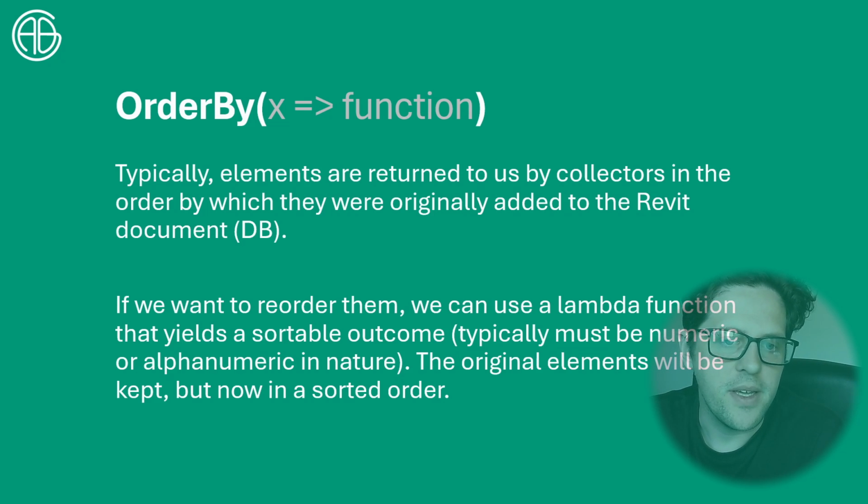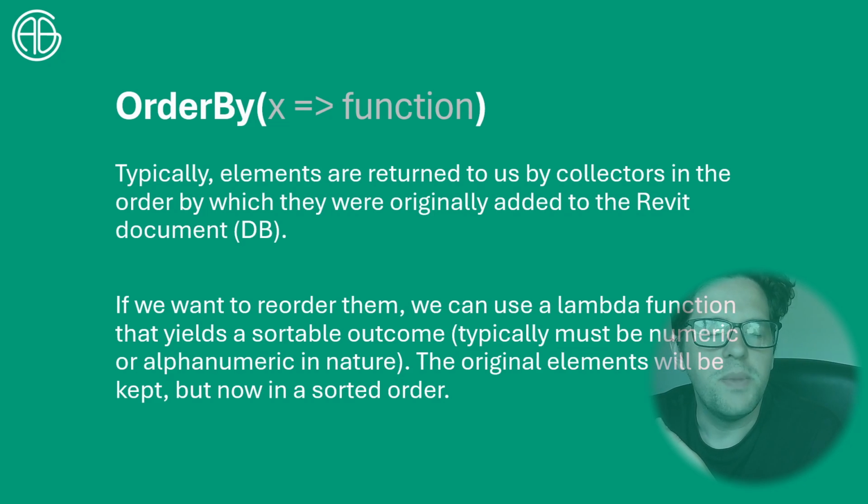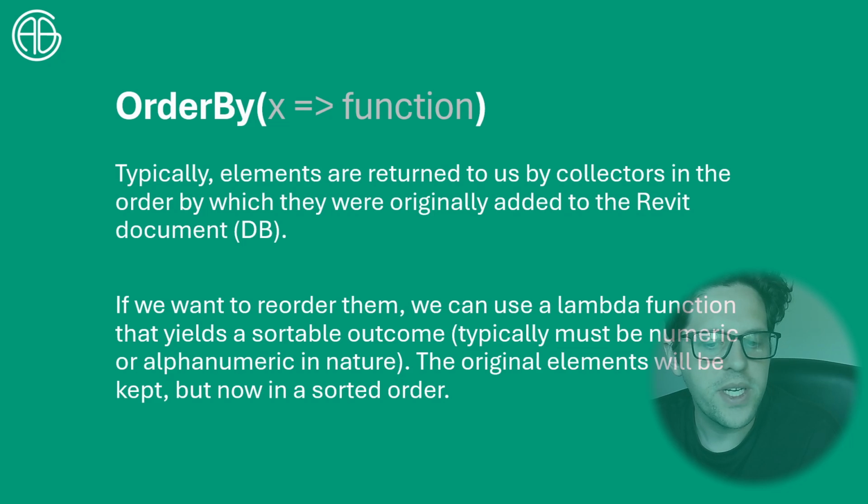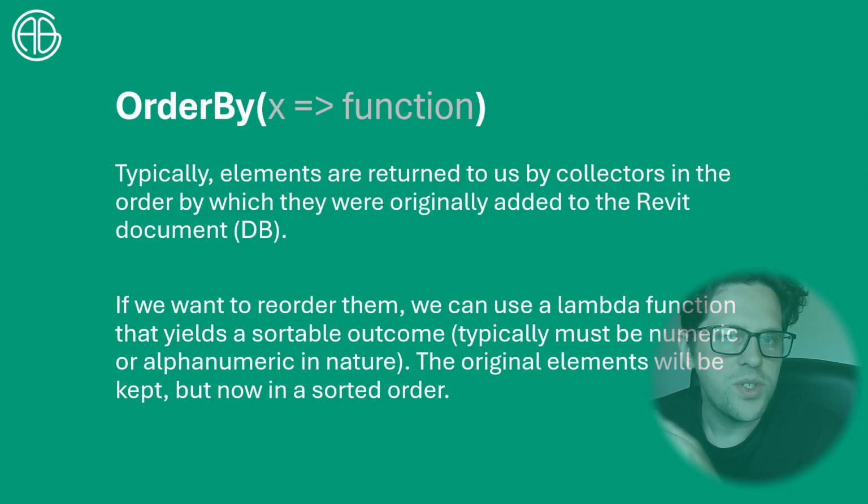Order by, as it implies, will in this case sort the objects based on the outcome of a Lambda function again. So we pass them in the same way, but the objects still stay the same after they go through the order by method. In this case, they're just organized in a different order based on something that can be sorted. So in this case, this will most commonly be numbers or alphanumerical or strings, and they will be returned onwards.